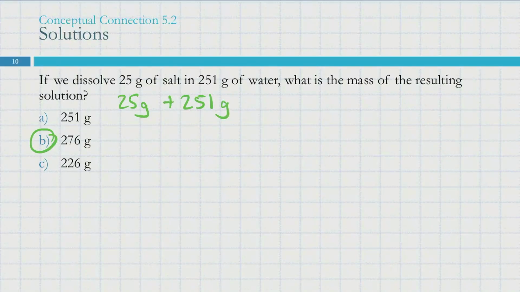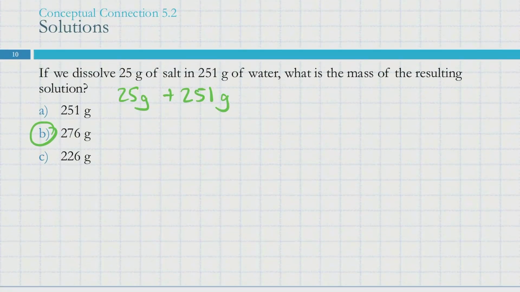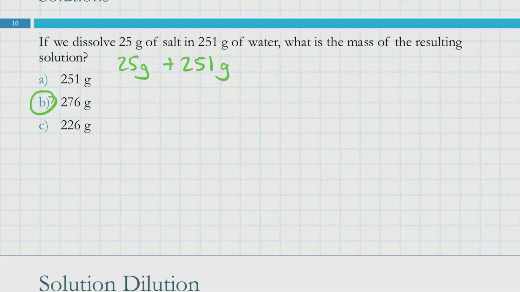So the correct answer here is B. The salt still exists. It's got a mass of 25 grams. The water also still exists, 251 grams. We haven't destroyed anything. We did rip apart our salt molecules, but they still exist.